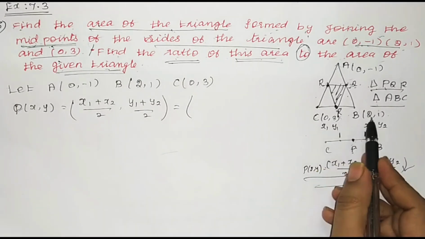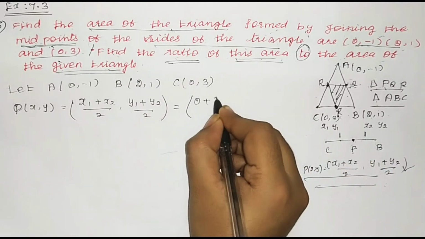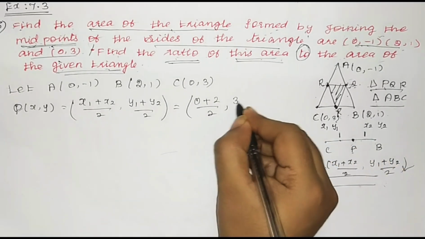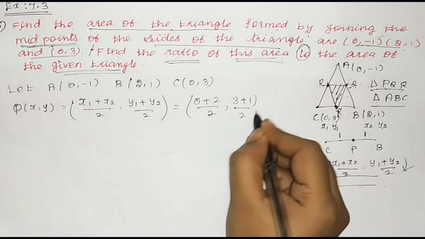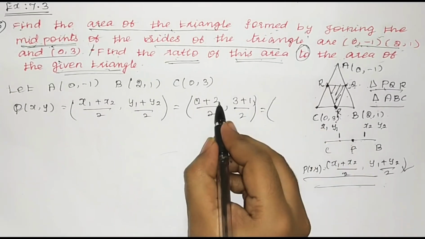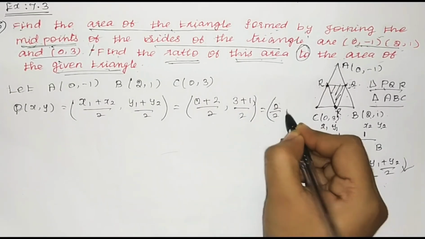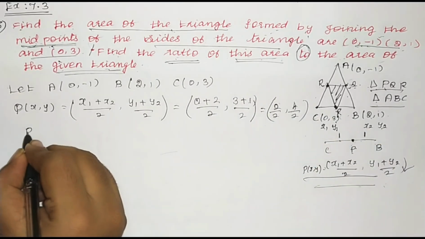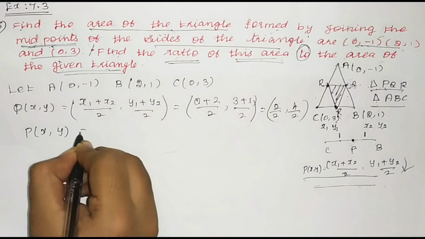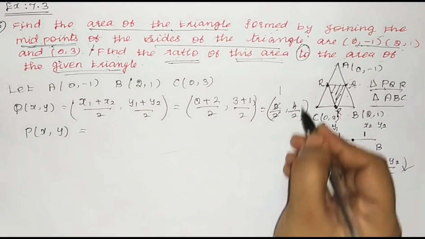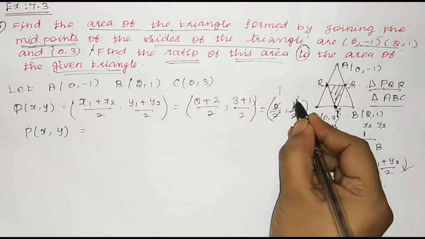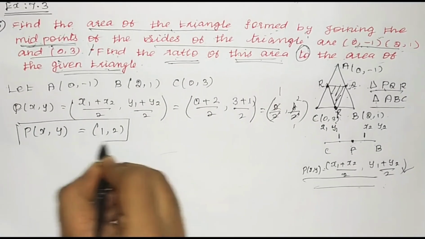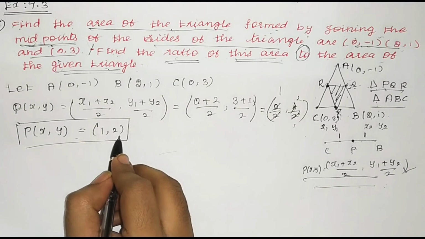So x1 plus x2 means (0 plus 2) divided by 2, and y1 plus y2 means (3 plus 1) divided by 2. Now 0 plus 2 is 2, divided by 2, and 3 plus 1 is 4, divided by 2. Therefore P of (x, y) equals (2/2, 4/2). If you cancel you will get 1, and 2. So the coordinate point is (1, 2). So P of (x, y) coordinate point is (1, 2).